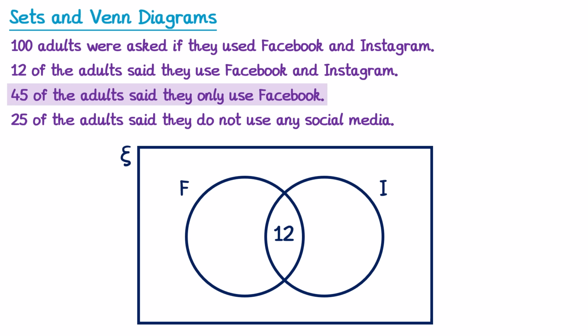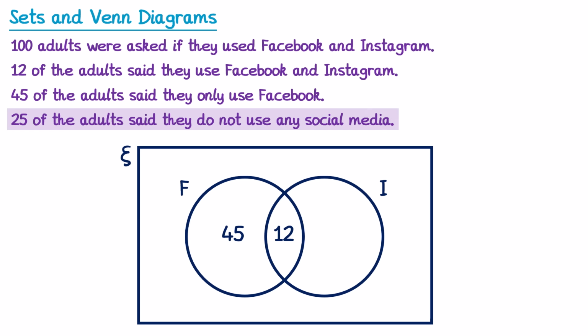So we're just talking about the left-hand side of the Facebook circle, not the overlapping section in the middle. So it's not the whole Facebook circle that needs to make 45, this bit is just 45. If the word only wasn't in that sentence, then it would indeed be 45 for the whole Facebook circle. So one word can change the answer to a question. In the final sentence, we find that 25 of the adults do not use any social media. So they don't use Facebook, they don't use Instagram, so that means 25 goes down here.